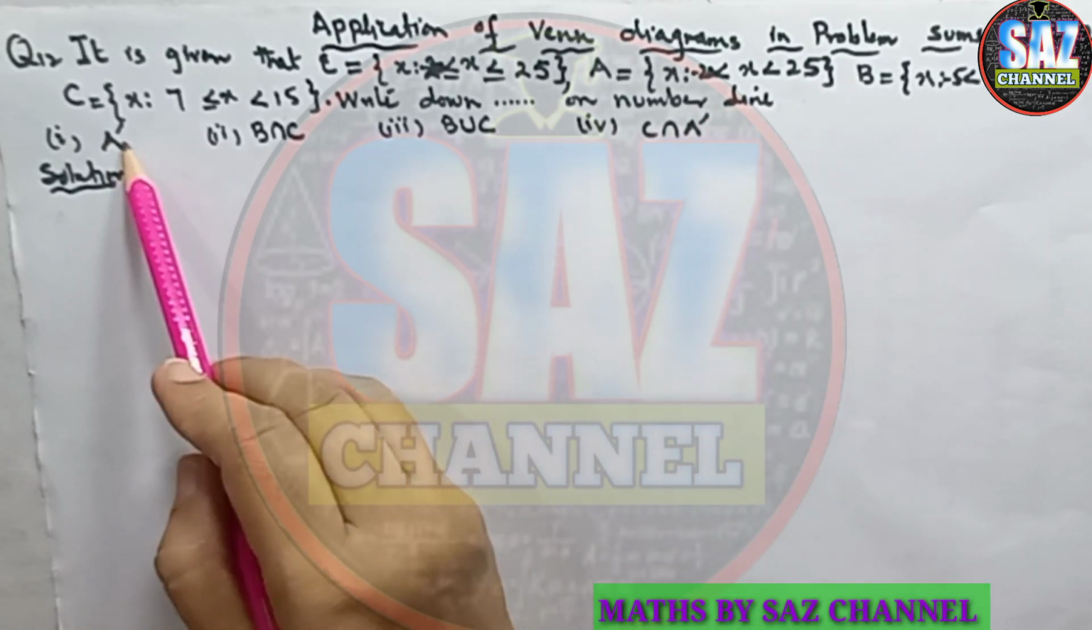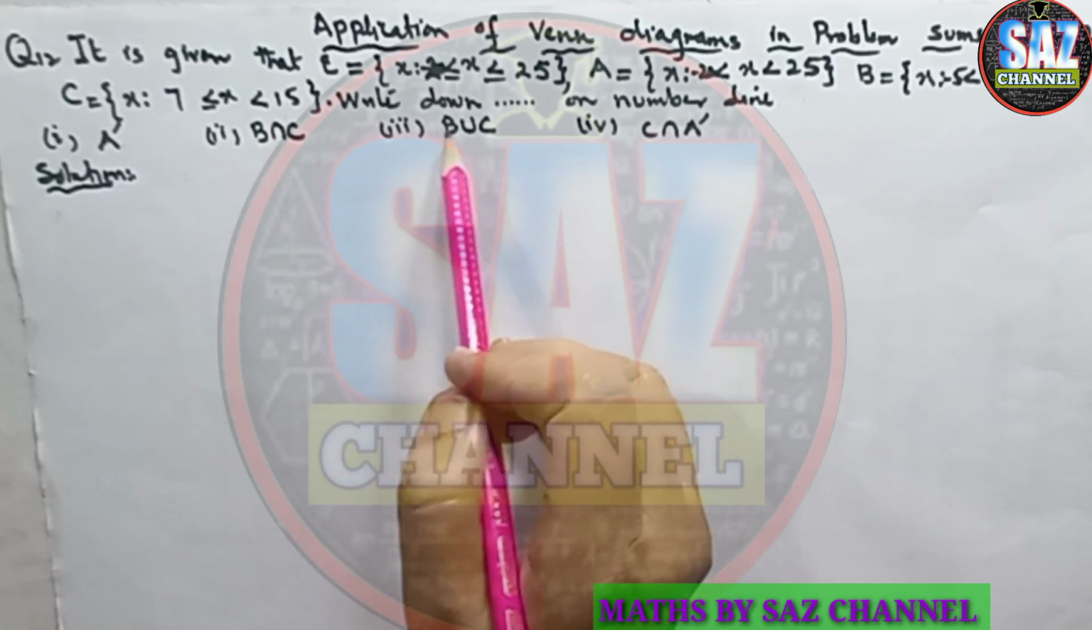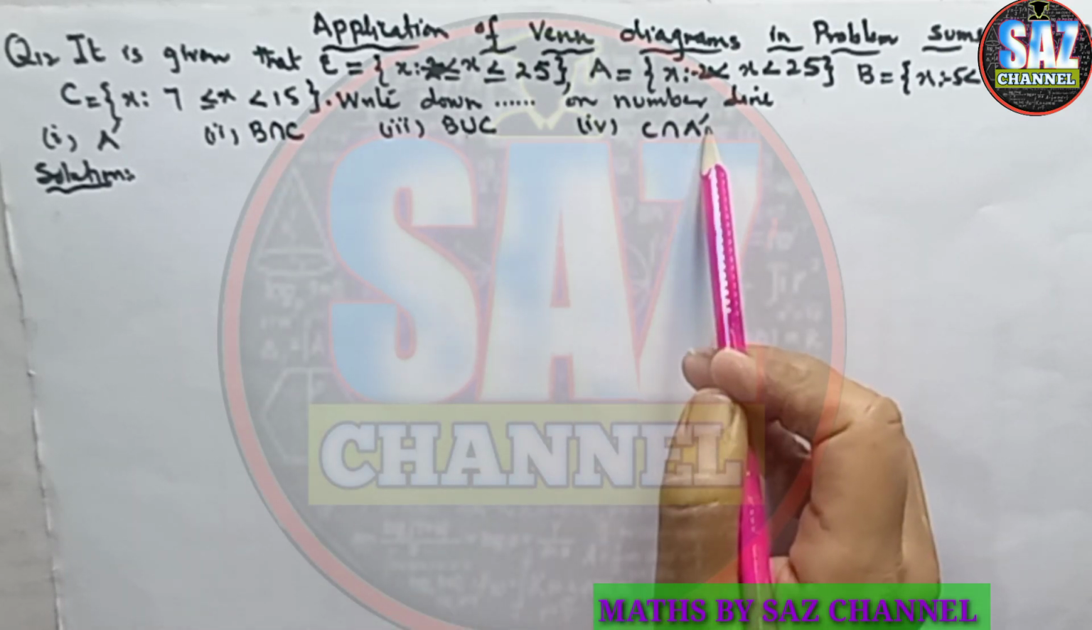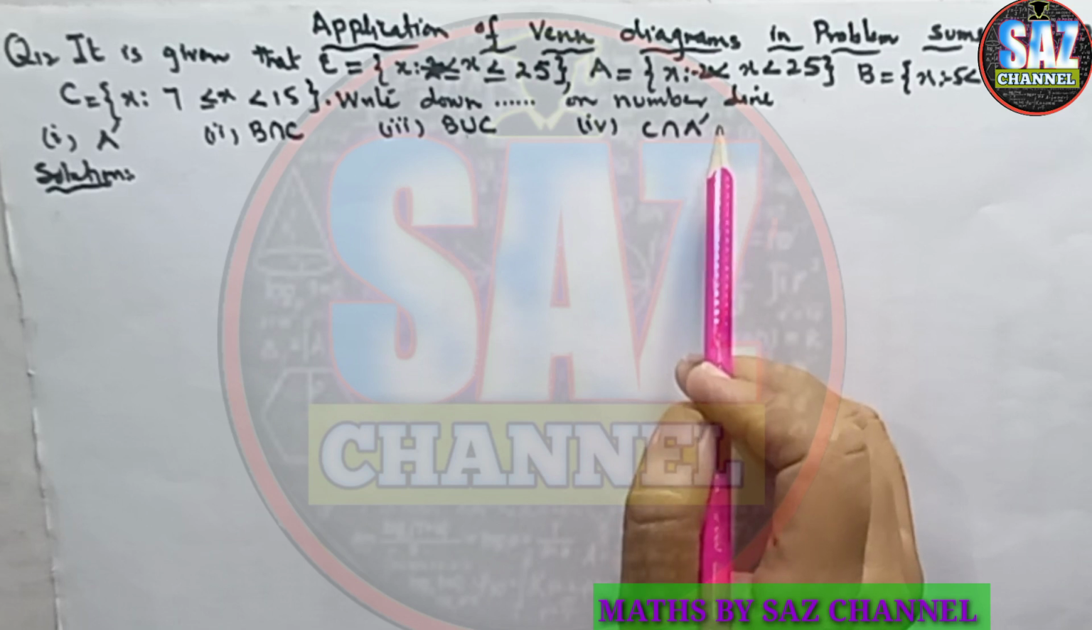The first part is A complement, second is B intersection C, third is B union C, and the fourth one is C intersection A complement.